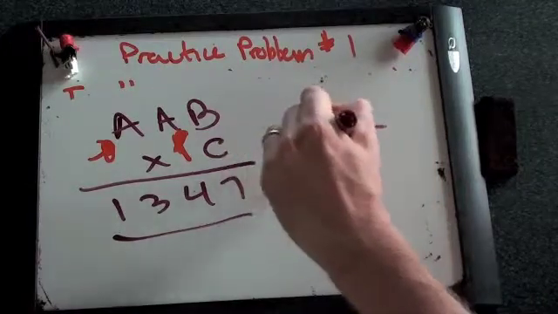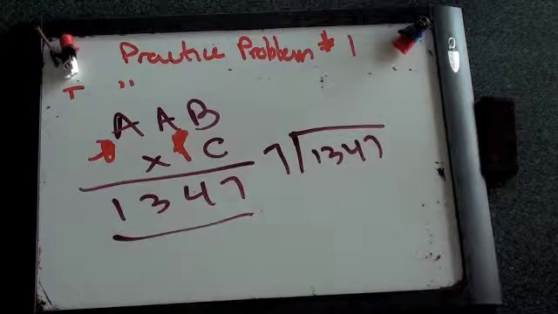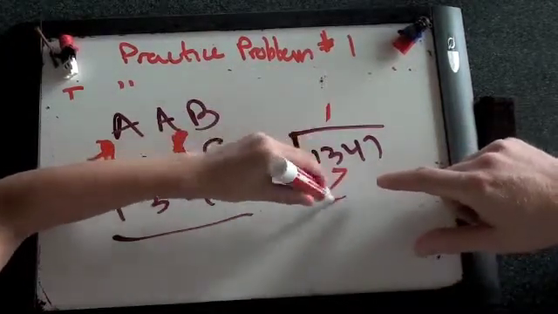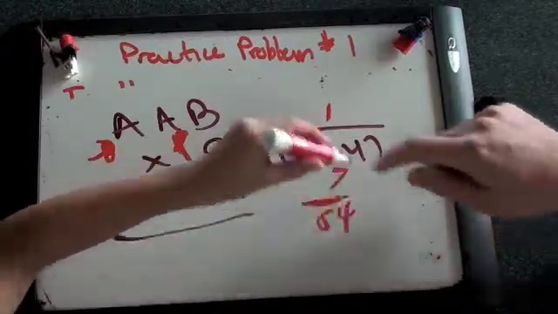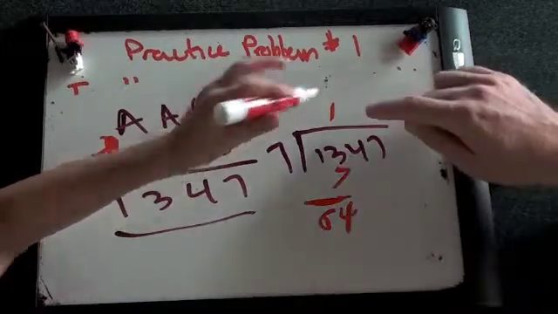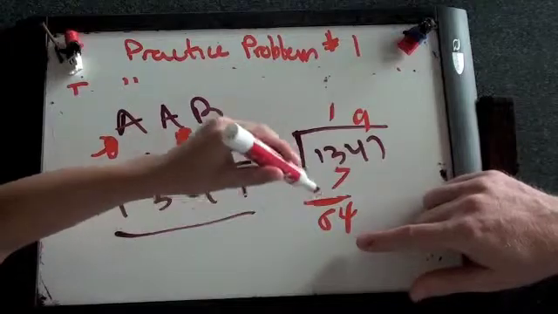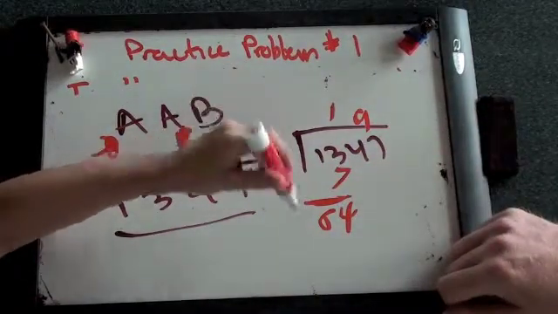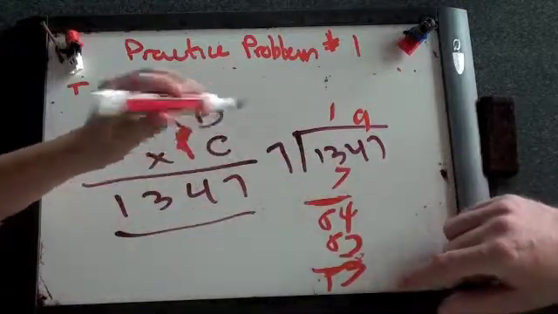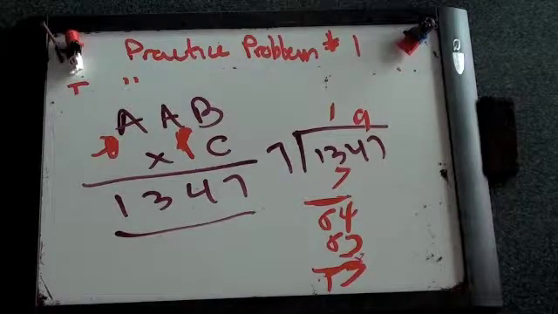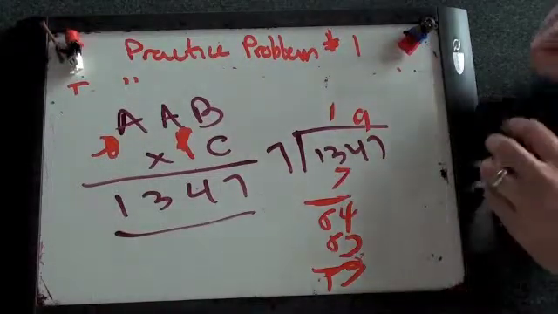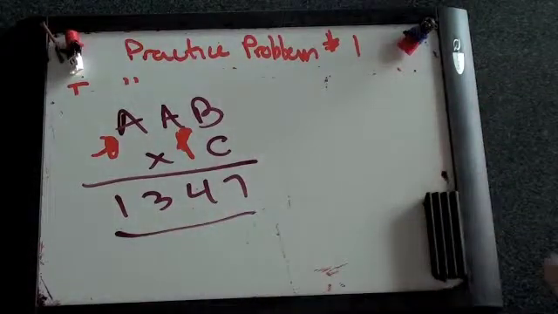So why don't you do that for me? 7 into 1,347. What's 7 into 13? I think it goes into 13 one time. 1. And then you pull down the 7 here. Okay, 13 minus 7 is? 6. Bring down the 4. What's 7 into 64? 9. Okay, so write a 9 up there. 9 times 7 is 63. And what's 64 minus 63? 1. And then the 7. So does 7 go into 17? Well, it goes into it 2 times, but there's a remainder. So is 1,347 divisible by 7? Nope. Because there's a remainder. So 7 doesn't work, so that was a good try.